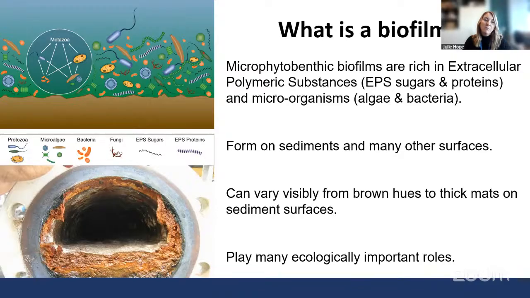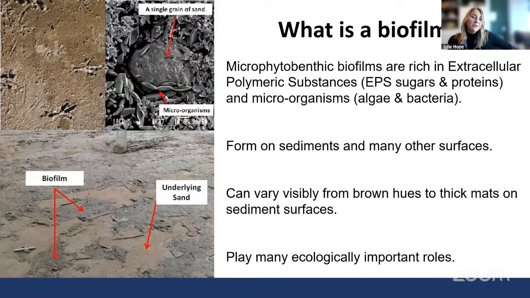Now they form in many sediments, but also many other surfaces. So they form in the inside of things like pipes. We have biofilm in our teeth. We have biofouling on boats. And it's this same sort of sticky matrix that we have. Now, these can vary visibly from a kind of brown hue on the sediment surface to really thick mats that are completely covering these sediment grains, as you can see in this lower image.